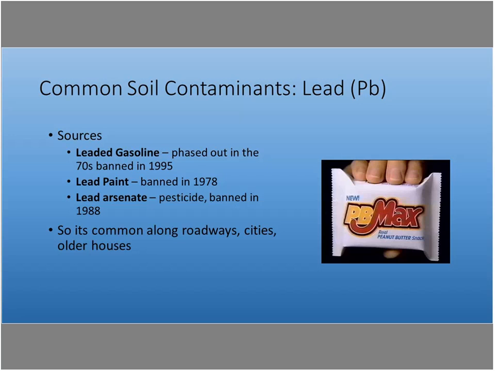And lead arsenate, which was a pesticide that was banned in 1988. So we're coming out 20, 25 years after some of these materials have been banned, so they're not as likely to be in newer environments. But obviously you can think about along old roadways and older houses and in areas where they might have used lead arsenate on farms. Maybe you have lead in that soil, so you can concentrate on looking in those regions if you're trying to find contamination. So roadways, cities, and older houses are good places to find lead.